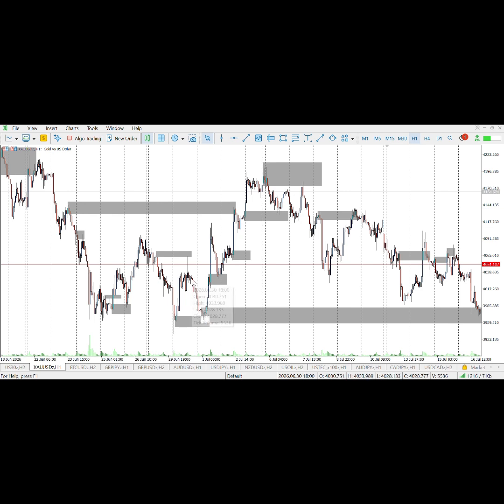Here we have drop, base, rally. How much time did this base stay? Maybe it stayed for 4 or 5 hours, 5 hours consolidating. This is not advisable when there is too much.